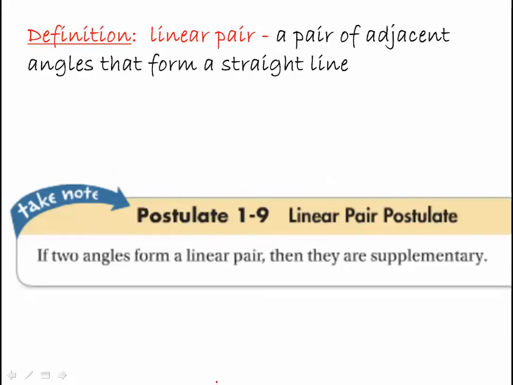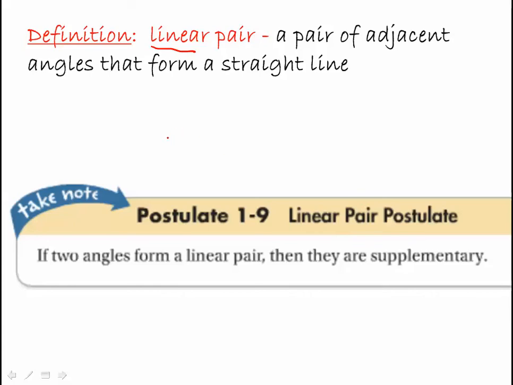Our next definition is a linear pair. Remember, in algebra, linear means line. A linear pair is a pair of angles that makes a line. The correct definition is a pair of adjacent angles that form a straight line.